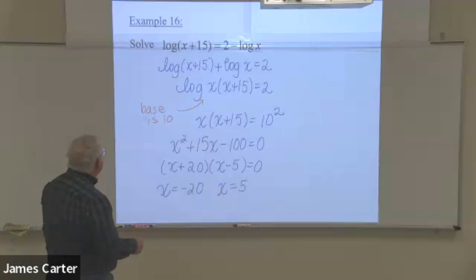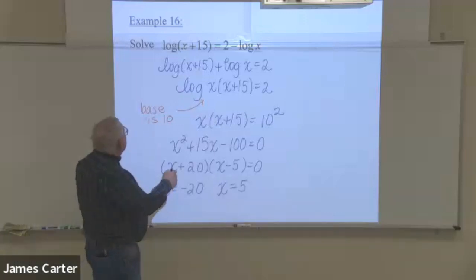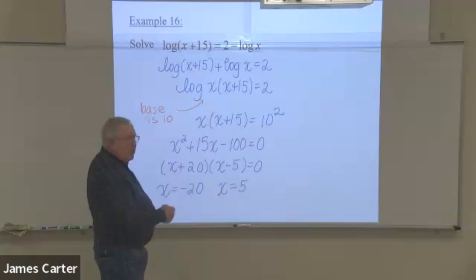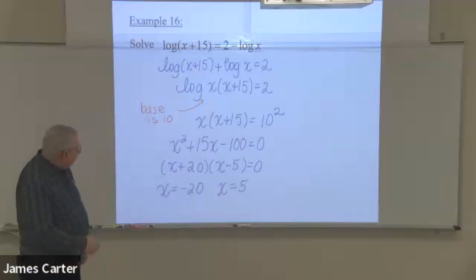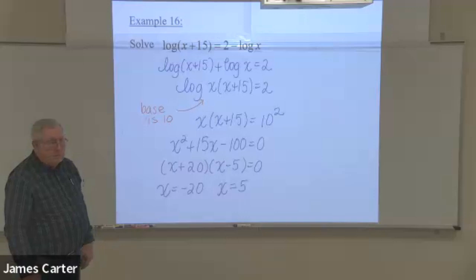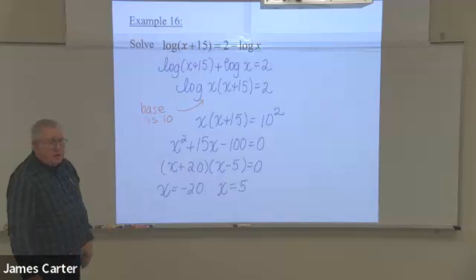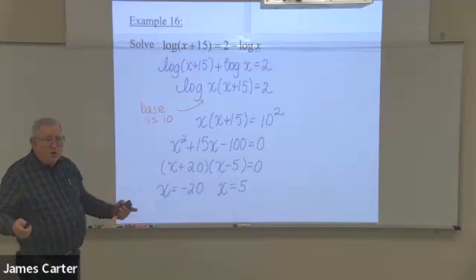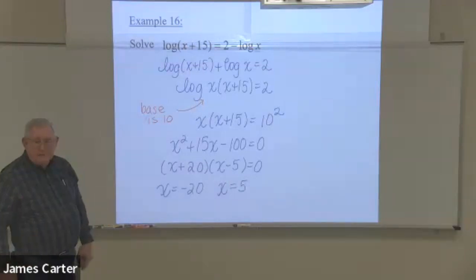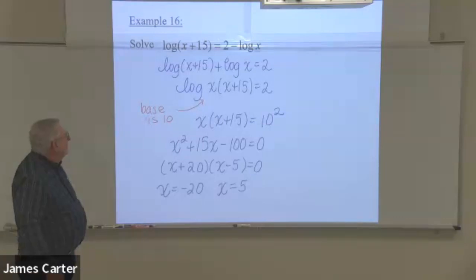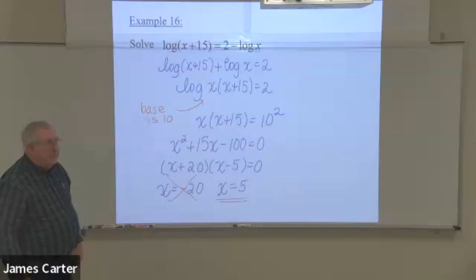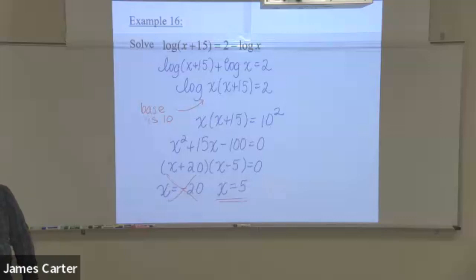Once we've done that, we need to go back and check. If I put negative 20 right here, it won't work. So I have to throw out the negative 20. Let's try the 5. Well, the 5 works there and the 5 works there. Negative 20 wouldn't work over here either. But it only has to not work once. Okay, questions on this one? So the answer on that is 5. Yes, that's the sole answer on this one.